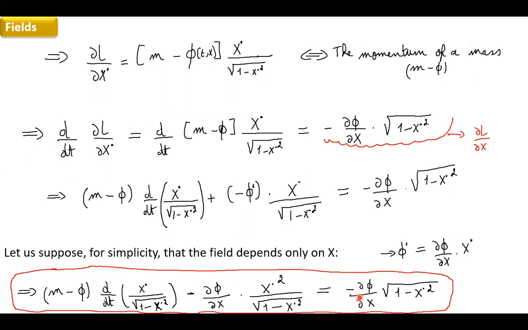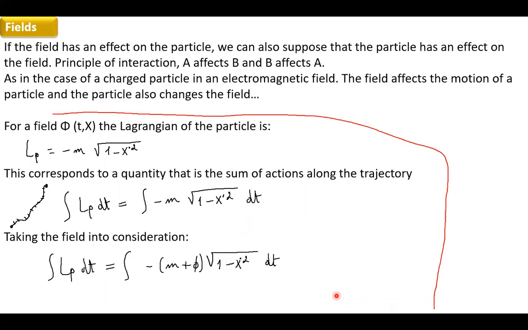So this is the result of the Euler-Lagrange equation according to the Lagrangian that takes into consideration the interaction of the particle with the field. Okay, so now we have a field, we have a particle. So if the field has an effect on the particle, we can easily suppose that the particle has an effect on the field. This is the simple principle of interaction. If A affects B, then B will react and B will affect A. So the same case of the charged particle in an electromagnetic field: the field will change the motion of the particle, it will accelerate it, it will change the trajectory, etc. And the particle itself will also change the field.